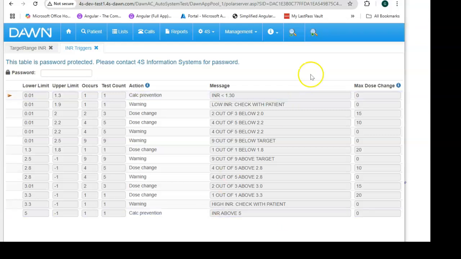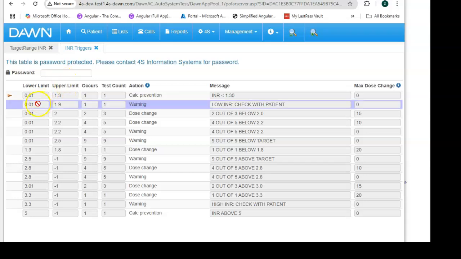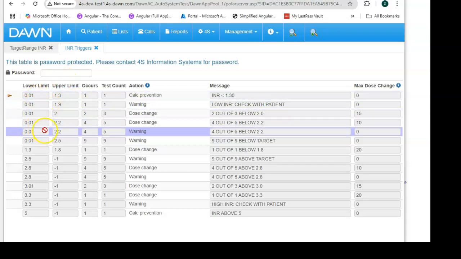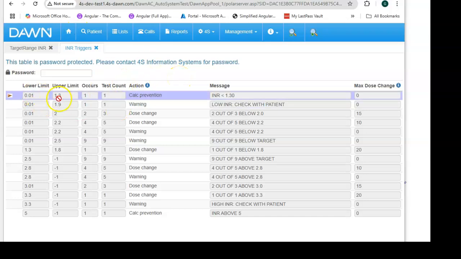Let's look at the columns we have in this table. We have a lower limit and an upper limit for the INR. So DAWN will take the current result and find which of these bands it falls into. It will then look at the test count, which is how many tests, including the current one, it should look back at, and the occurs column that says how many times a result in this band occurs in this number of tests. Now, where it finds a match, there's up to 3 different actions it can take.